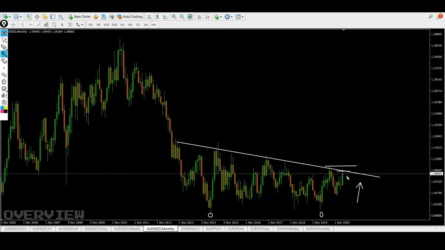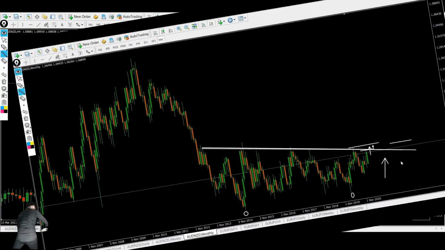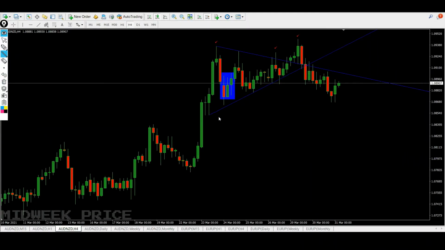However, we're waiting to see if price could get through this first target level of this downward trend line to perhaps get to the second target. Thus, in the short term, we are neutral biased. Okay, let's talk midweek price. Okay, this is a 4-hour chart.